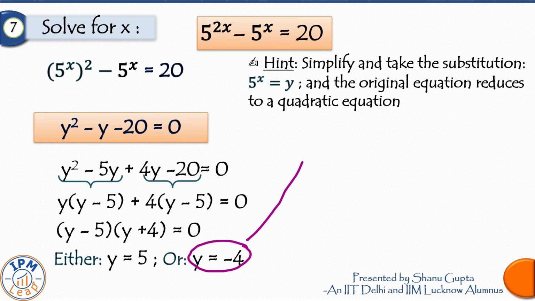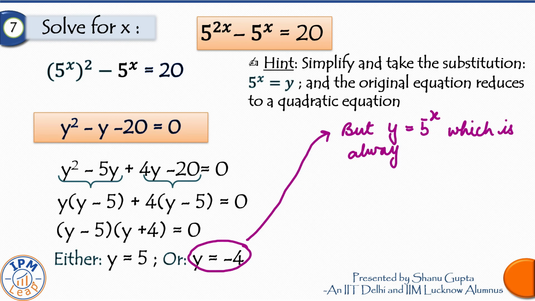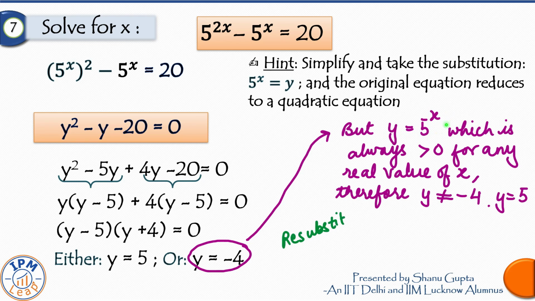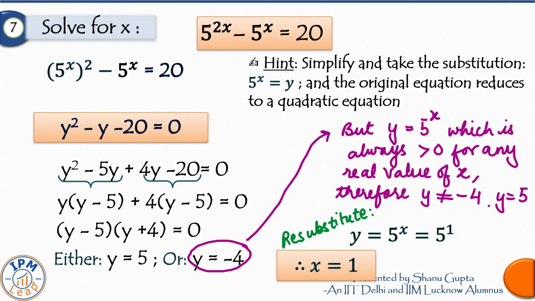But think, what is y? y is equal to 5 raised to the power of x, which is always greater than 0 for any real value of x. Therefore, y cannot take the value minus 4 and y should take the value 5. So let's resubstitute the value of y. y is equal to 5 raised to the power of x, which in turn is equal to 5. 5 is the same as 5 raised to the power of 1. Therefore, x is equal to 1. This is our answer for the given exponential equation.